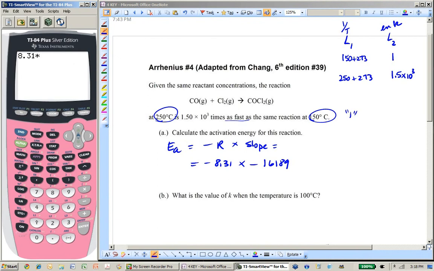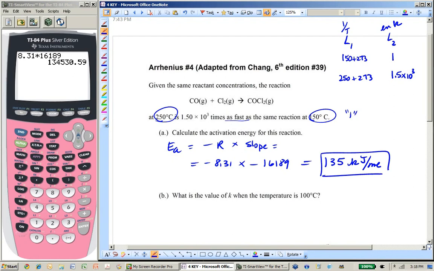Alright, so that means that I'm just going to ignore those negative signs. 8.31 times 16189, if I wrote it down properly, is going to be equal to 134.5. Let's call it 135 kilojoules per mole for the activation energy. And what is the value of k when the temperature is 100?